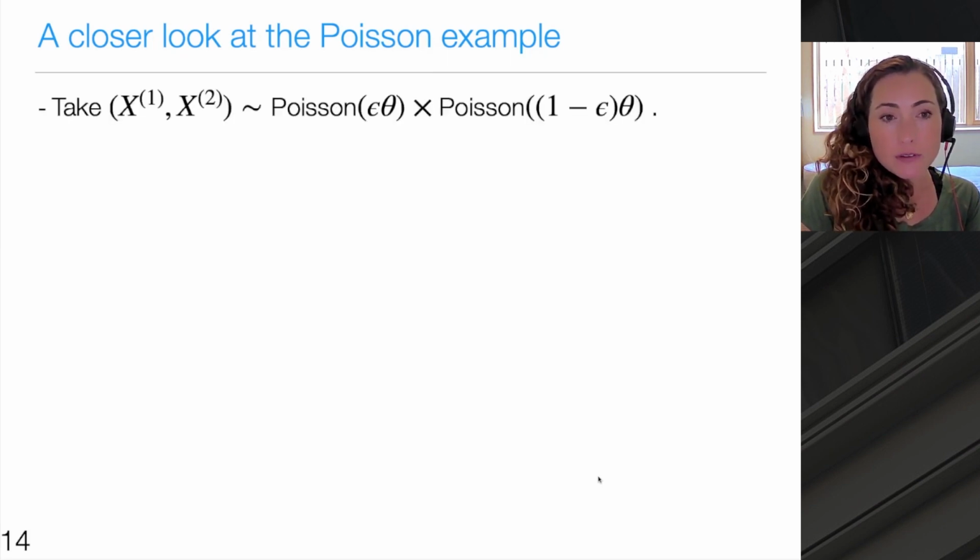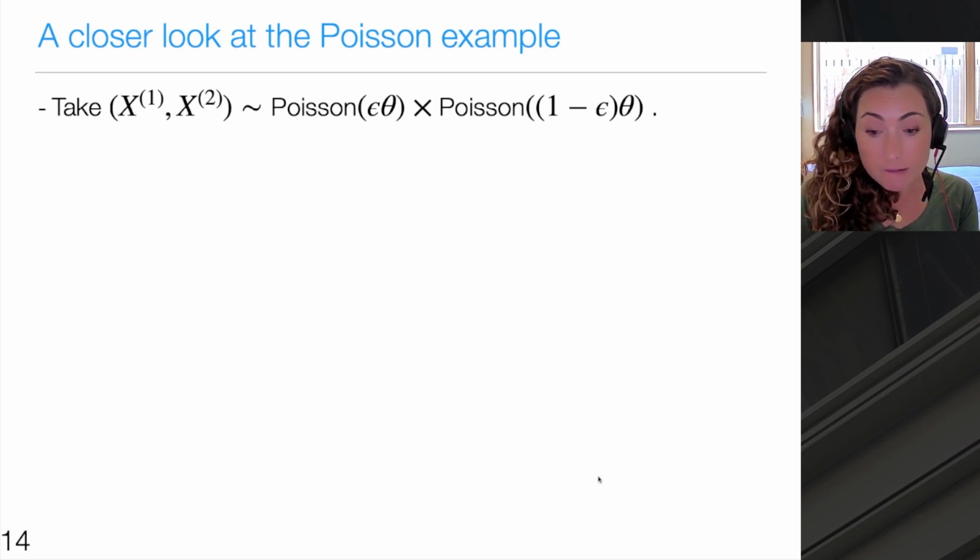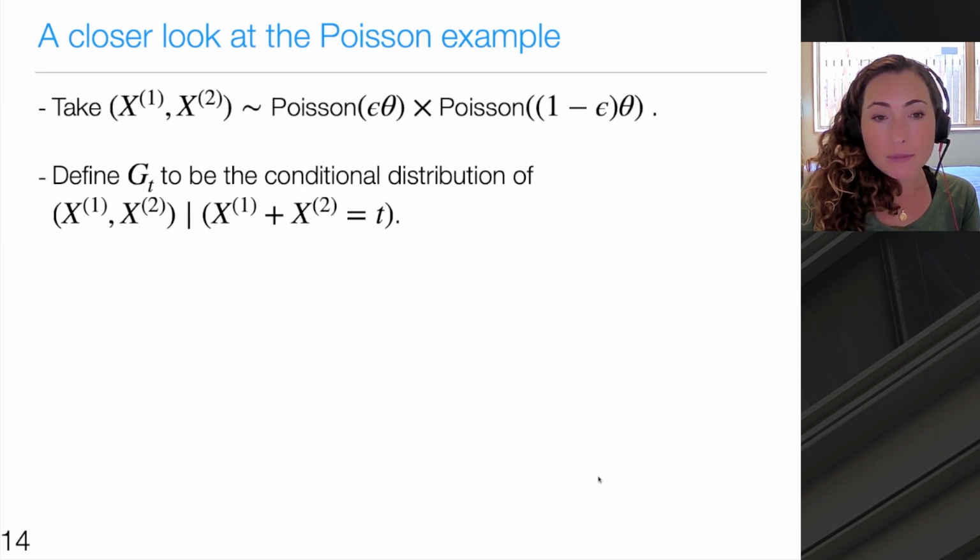So the way that I'm going to do this, I'm going to work in reverse. Remember, my goal is that if you give me x distributed p sub theta, then I give you x1 and x2 that are independent. But we're going to work backwards. So instead, as a thought experiment, suppose that I have x1 and x2 that are independent Poisson random variables. Then I'm going to define g sub t to be the conditional distribution of x1 and x2, given their sum. By the way, that happens to be a multinomial distribution.